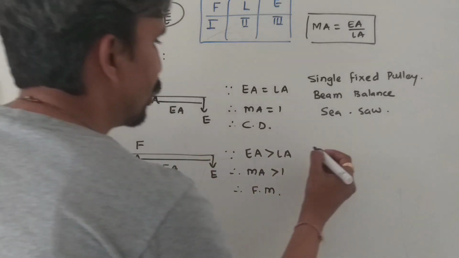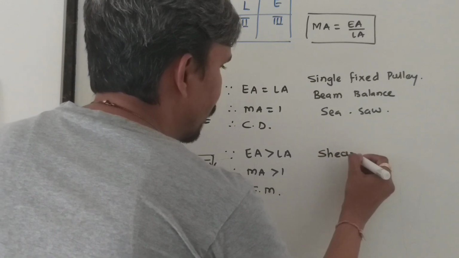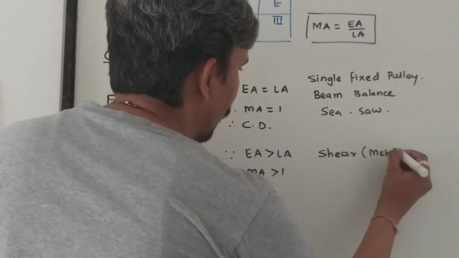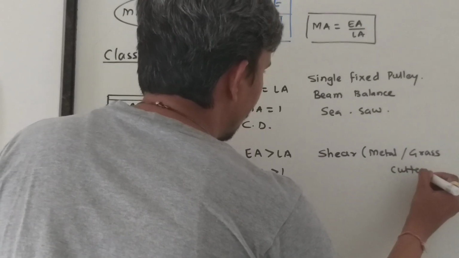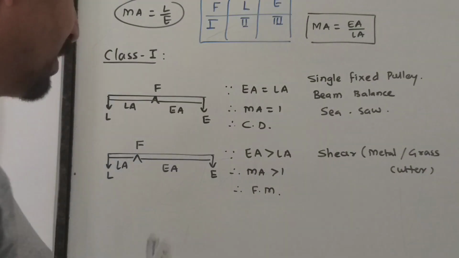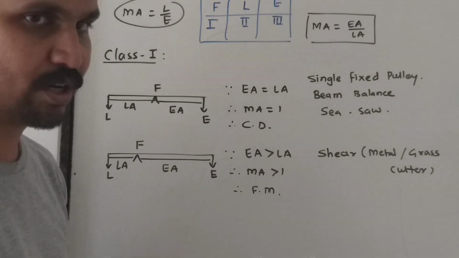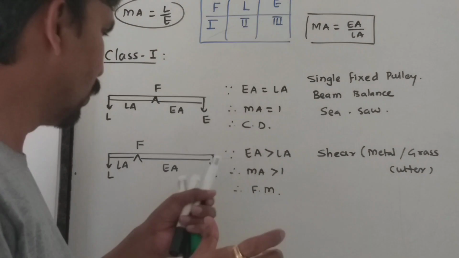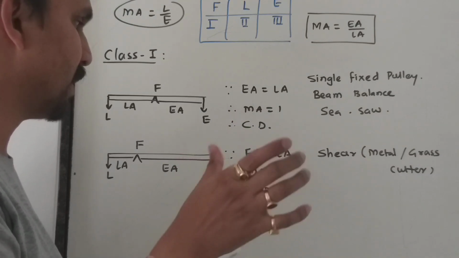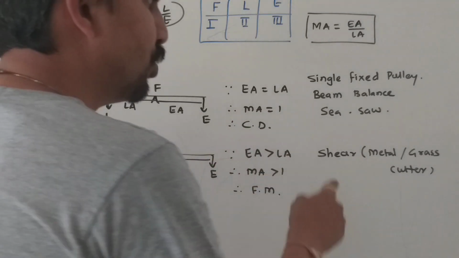So it is shear. Now what is shear? It is a metal or grass cutter where your effort arm, that is the handle, is longer and your blades are shorter, right? That is, the load arm is shorter and the handle, that is the effort arm, is longer. That is called a shear.